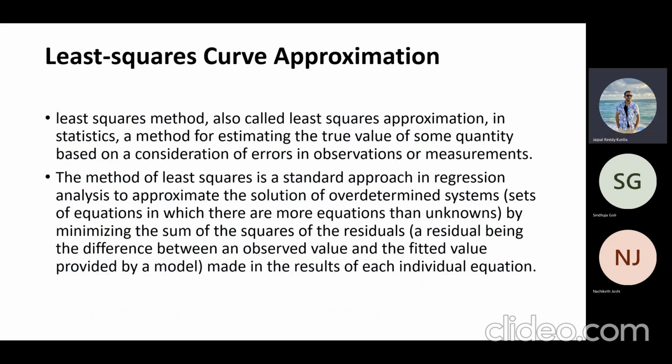So, least squares curve approximations. So we're gonna look into where we use these things. Least squares methods, also called least squares approximations, in statistics, are a method for estimating the true value of some quantity based on the consideration of errors in observations or measurements. The method of least squares is a standard approach in regression analysis to approximate the solution of overdetermined systems by minimizing the sum of the squares of the residuals made in the results of each individual equation.